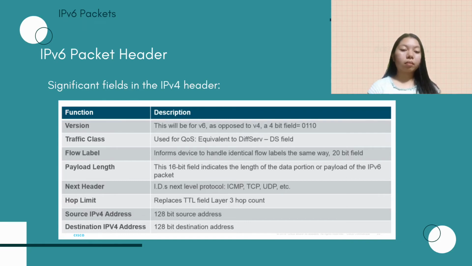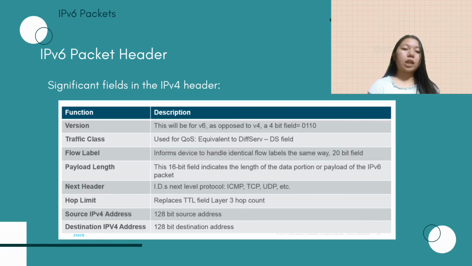20-bit field. Payload length. This 16-bit field indicates the length of the data portion or payload of the IPv6 packet. Next header. IDs the next level protocol: ICMP, TCP, UDP, and etc. Hop limit. Replaces the TTL field, a layer 3 hop count.